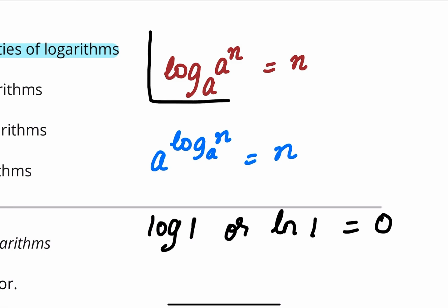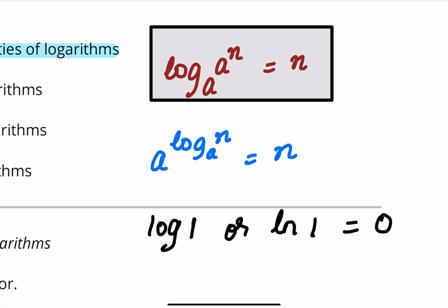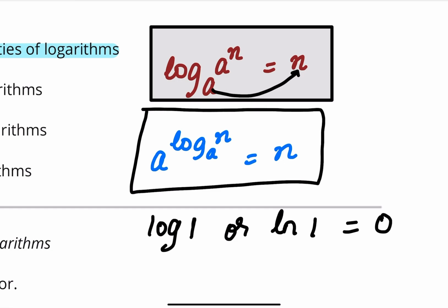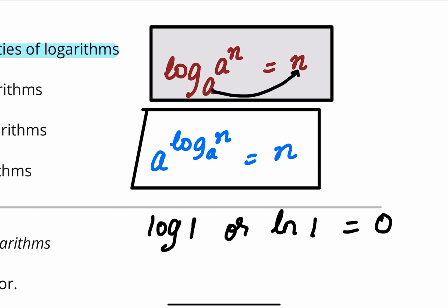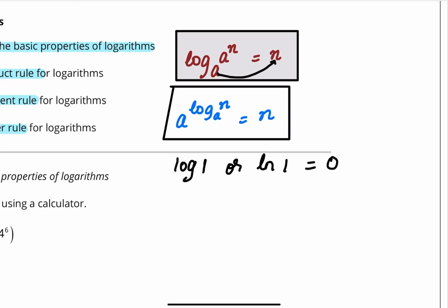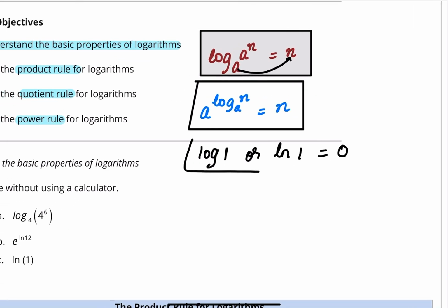Log a power n to base a is n. So technically you are saying that you have to raise a to the power n to get a power n. And a raised to the power log a power n is again n. Log 1 or ln 1 is automatically a 0.